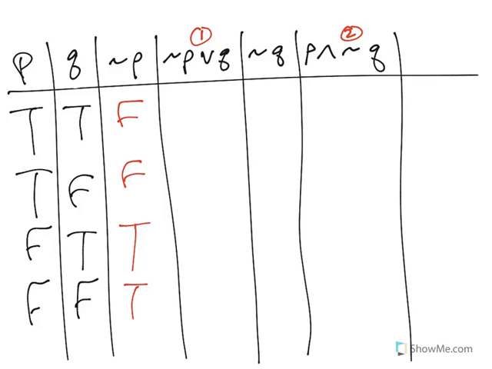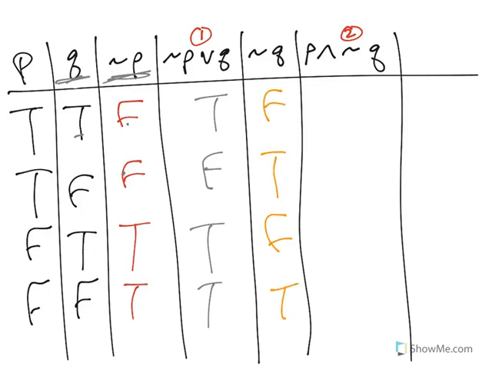comparing not P or Q, as long as one of these is true, there's our line. Now we go to not Q. So false, true, and we're looking at P and not Q. That means they both have to be true. True, false, false, true, true, true, false, false, false, true.